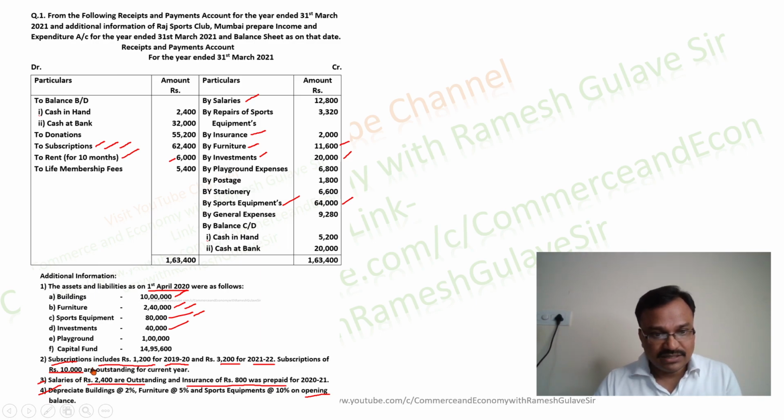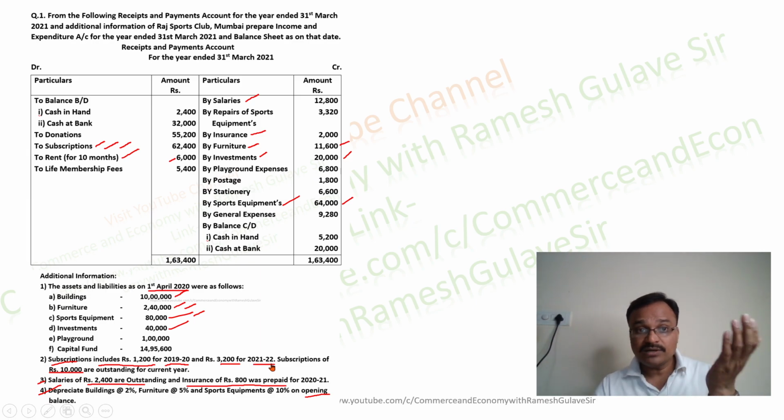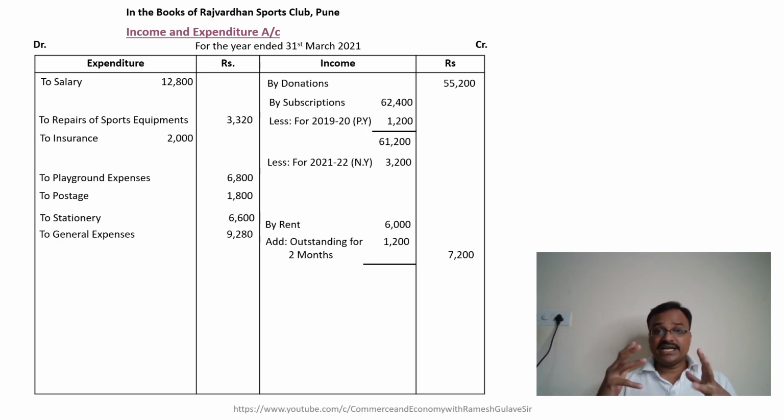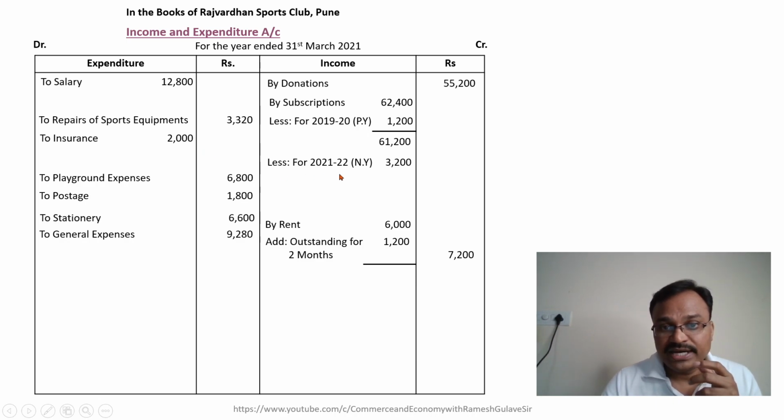Okay. So after the subscription related to 2019-20, the adjustment further says and rupees 3,200 for 2021-2022, which is related to the next year. So again we have to subtract this from the amount of subscription received because this subscription is related to the next year. It is not related to the current year. So less for 2021-2022, 3,200, 61,200 minus 3,200 gives us 58,000, right?